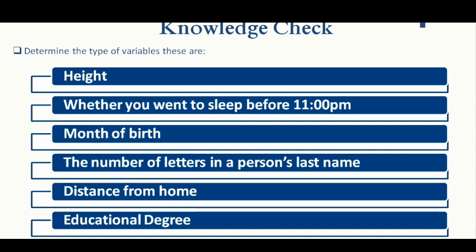Month of birth, it can be from 1 to 12. The number of letters in a person's last name can be from 1, or I don't know, from 2, or 1 also in the case of Chinese, maybe. So 1 to say 100 or something like that. Distance from home, educational degree. So you yourself can play this kind of game, think of something and see whether it is an ordinal variable, nominal variable, binary, continuous? Can it be called a ratio variable or interval variable, and so on and so forth?